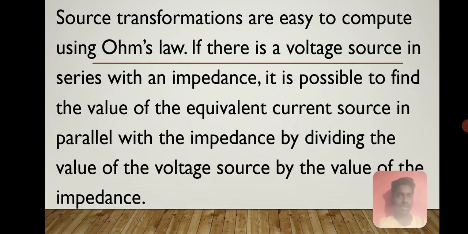Source transformations are easy to compute using Ohm's law. It is possible to find the value of the equivalent current source in parallel with the impedance by dividing the value of the voltage source by the value of the impedance, if there is a voltage source in series with an impedance.